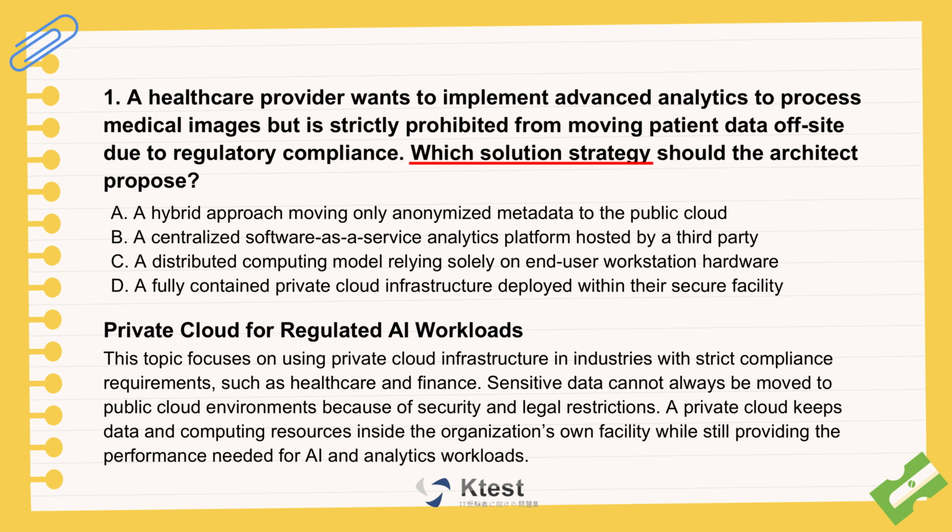Okay, let's hear the options. The 4 options are: A, a hybrid approach moving only anonymized metadata to the public cloud. B, a centralized software as a service analytics platform hosted by a third party. C, a distributed computing model relying solely on end-user workstation hardware. D, a fully contained private cloud infrastructure deployed within their secure facility.